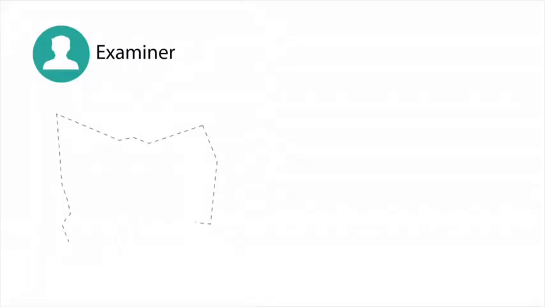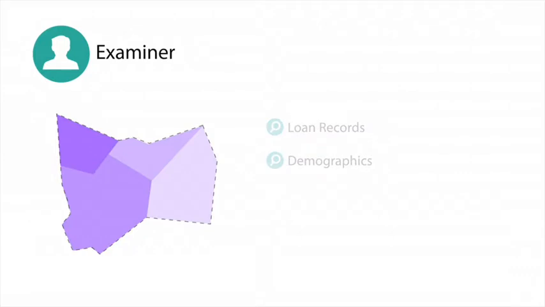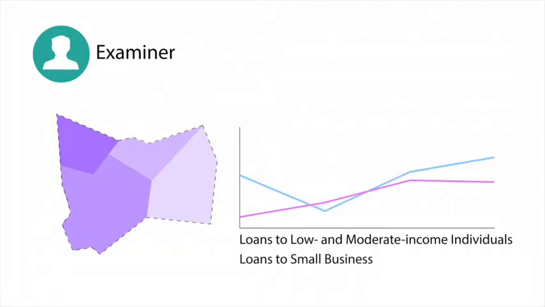Third, examiners analyze the bank's lending to determine whether it's lending to borrowers of different incomes and businesses of different sizes. To do this, the examiner looks at the bank's loan records and the demographic characteristics of its assessment area. A bank that has a high level of loans to low and moderate income individuals and small businesses relative to the demographic characteristics of its assessment area may be considered more favorably than a bank that focuses only on high-income individuals and large businesses in the same assessment area.